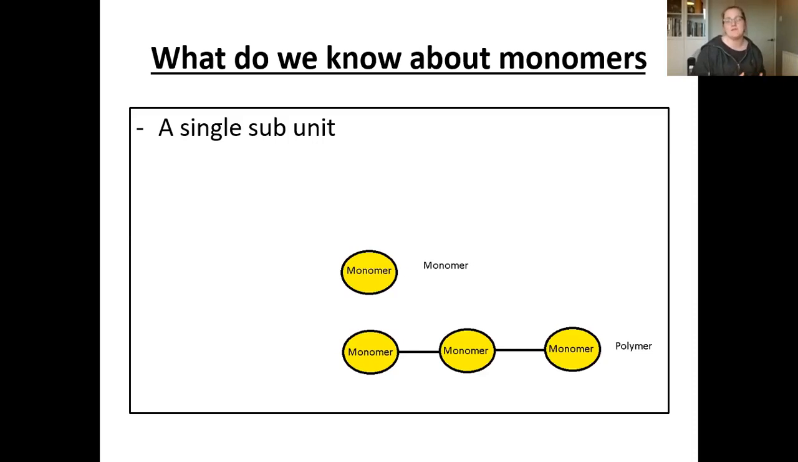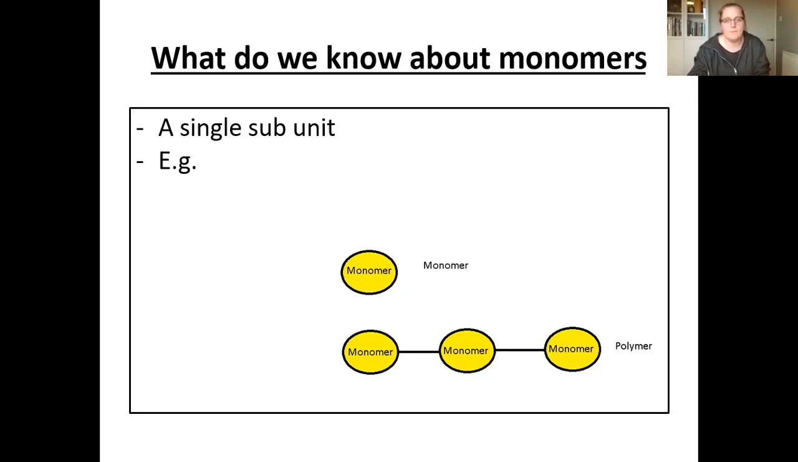Monomers are something you might have come across before, but sometimes we don't use the word monomers. Sometimes we use a simple molecule or a small molecule. For example, at GCSE when you did digestion, there were conversations about how carbohydrates are broken down into glucose, or this is broken down into that. When we're breaking these things down, we're basically breaking polymers into monomers.